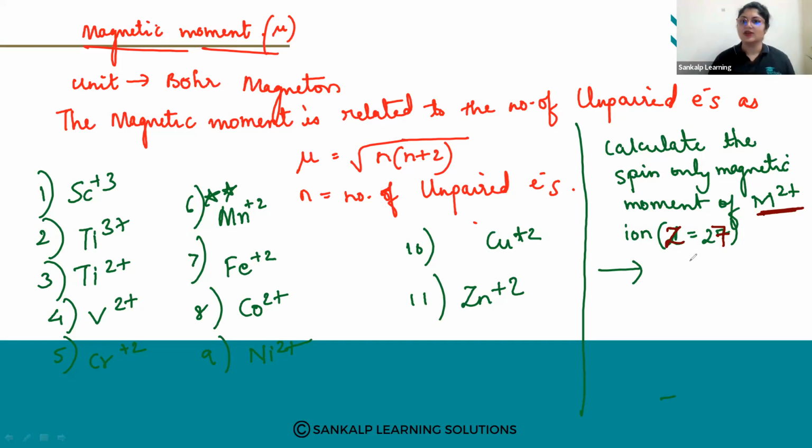Which is the metal which is having 27 as the atomic number? Cobalt. Yes, cobalt. Good. So now solve it accordingly. Priyanka has answered it as 7.93 bm. No, not 7.93 bm. Okay, cobalt is the right answer. So cobalt will be argon 3d7.